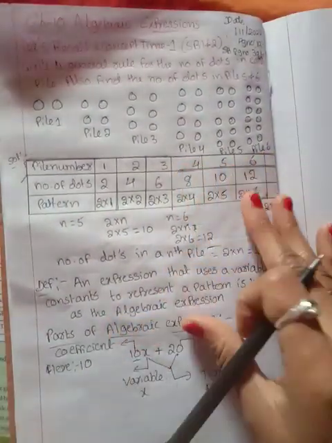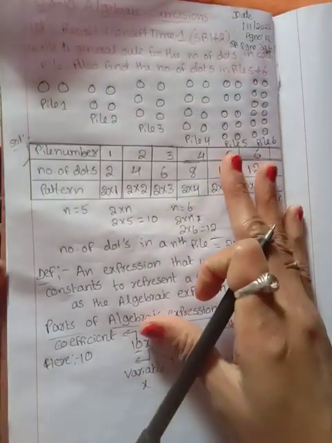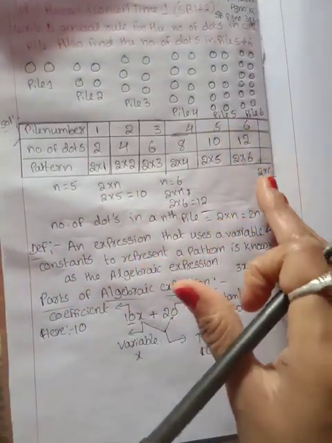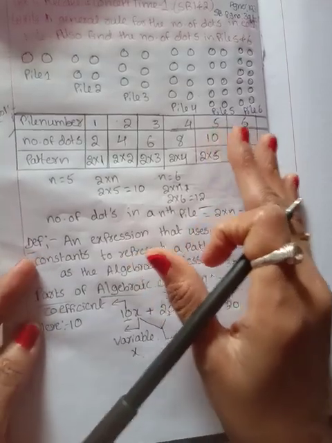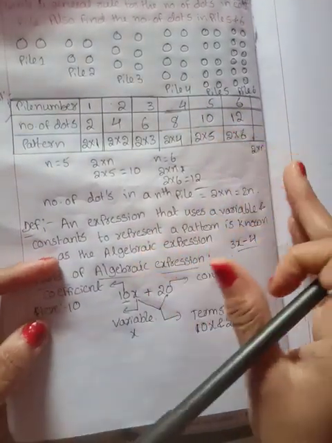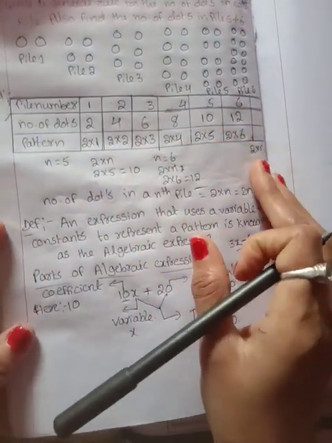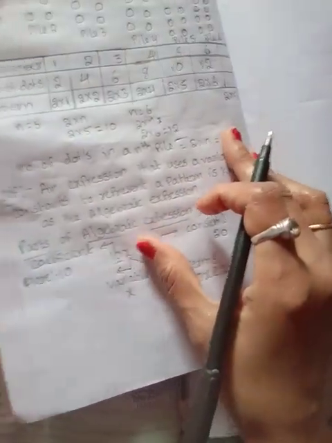Okay, you have understood what the variables, constants, coefficient, and terms are. Next are the two types of expressions. Expressions are of two types only: numerical expressions and algebraic expressions. What is the difference between numerical expressions and algebraic expressions?